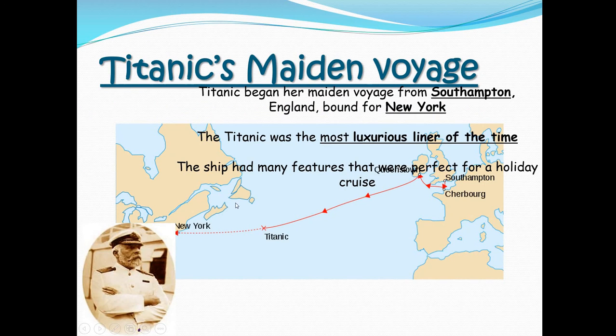So, its maiden voyage, its start voyage, she began her maiden voyage from Southampton, England, and was bound for New York, okay? We started in Southampton, and she was coming all across here to get to New York, okay? This is where the disaster happened.